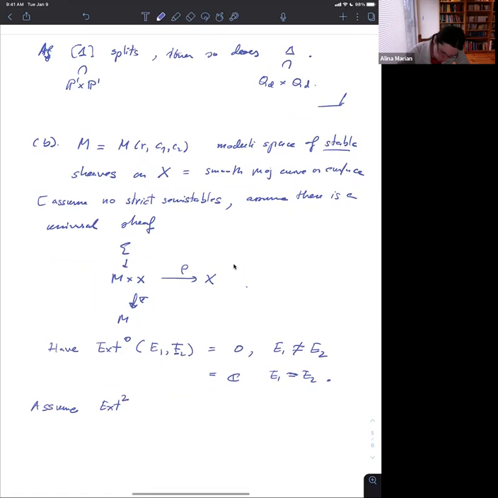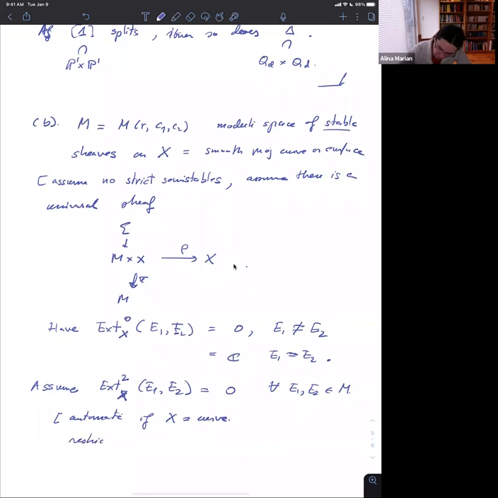So let's assume also that Ext2 vanishes for any pair of sheaves E1, E2 parameterized by M. This is automatic if X is a curve, of course. On a surface, it's very restrictive.